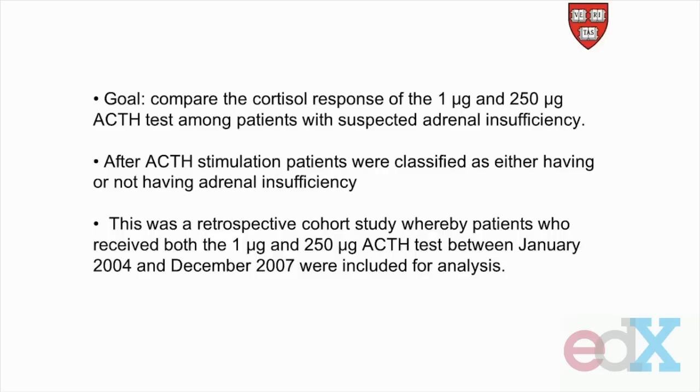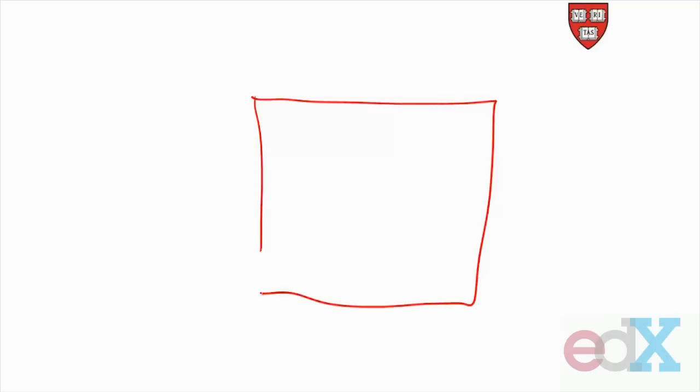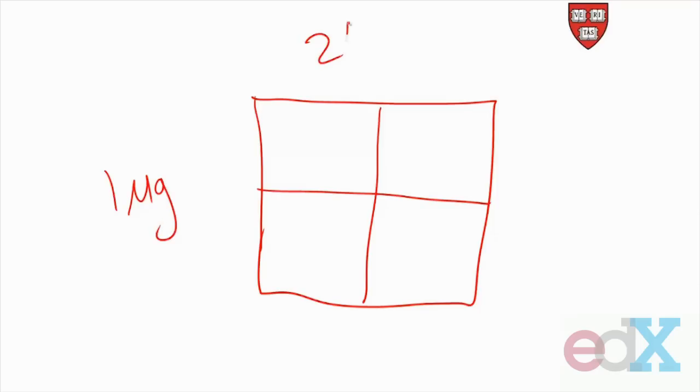After patients received the ACTH stimulation, they were classified as having either adrenal insufficiency or not based on their cortisol response. This was a retrospective cohort study where patients who received both tests were included in the analysis. So we have paired data here, and our data are going to look like a 2x2 table, with the results of the 1 microgram test on one side and the 250 microgram test on the other side. Then we're going to cross-classify patients.